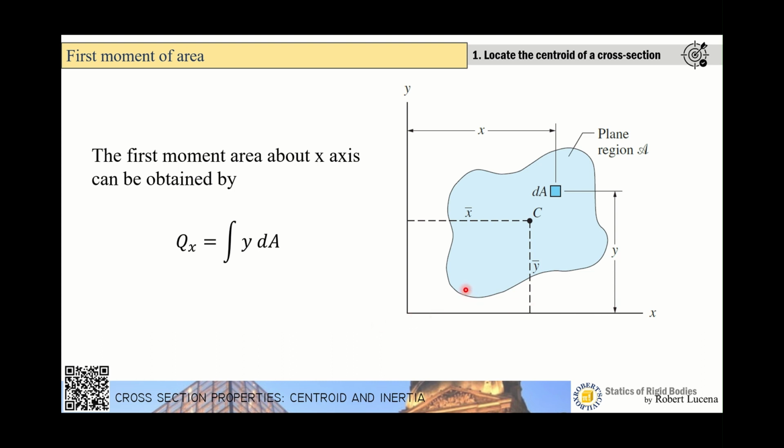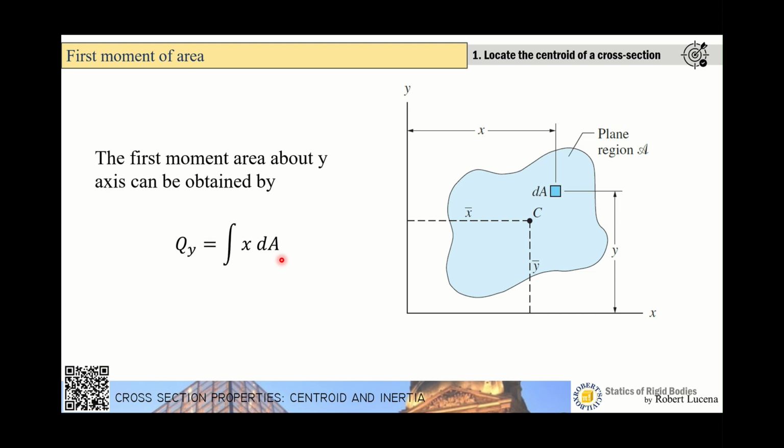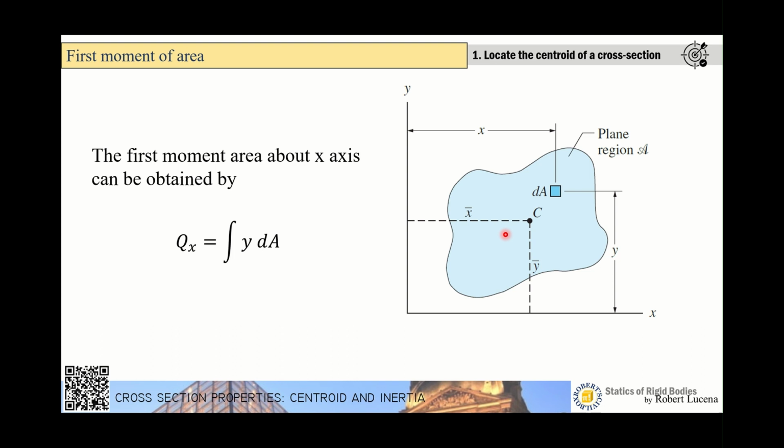So again, it's similar to how a force tends to rotate about a certain point. This time, it is how an area is being rotated about a certain axis. So for you to easily understand or recall this one, Qy refers to rotation of an area about the y-axis, and Qx is the rotation of area about the x-axis.